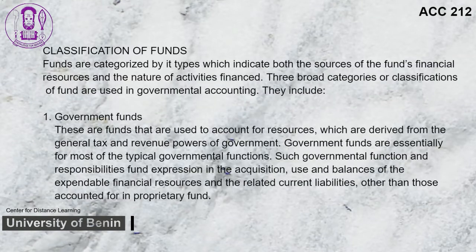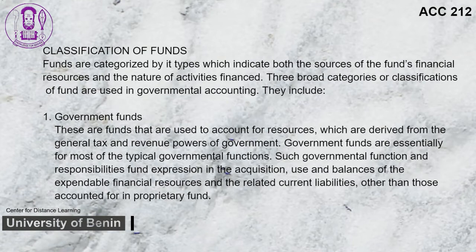Classification of funds. Funds are categorized by their types, which indicate both the sources of the fund's financial resources and the nature of activities financed. Three broad categories or classifications of funds are used in governmental accounting. They include: 1. Government funds.